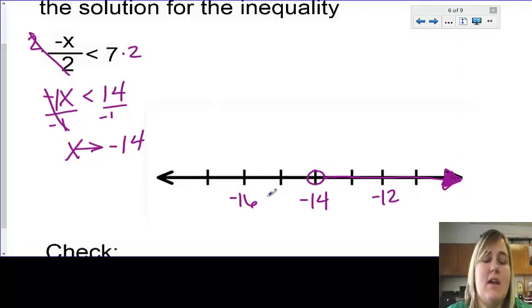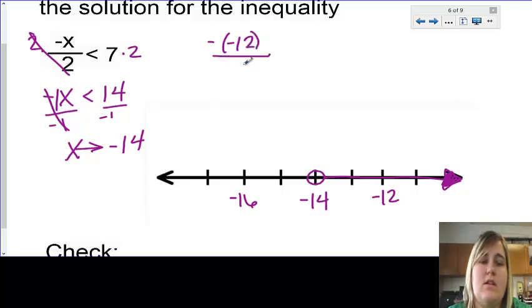Now I need to check my answer, so I need to choose something that works for this. So I'm going to choose negative 12 because it's on that shaded line, so it should be a solution. So if I put in negative 12 instead of x, and then I'm going to take that over 2. So all I've done is substitute negative 12. Notice I have this negative still here. Okay, x is equal to negative 12, or I'm using negative 12 for x. This sign still has to be there. So I'm just plugging into this original inequality.